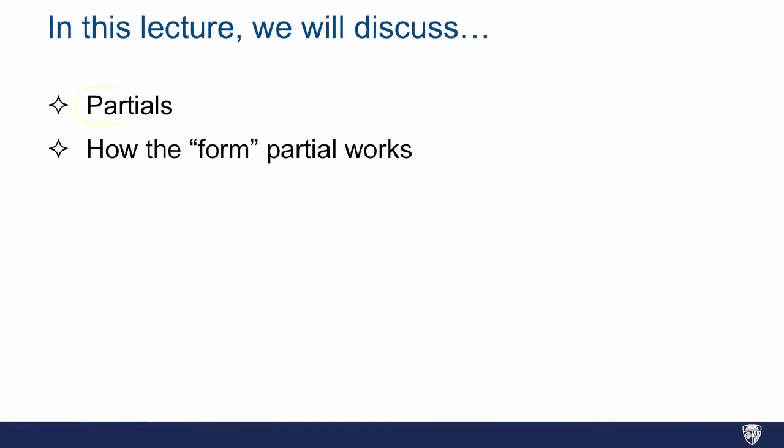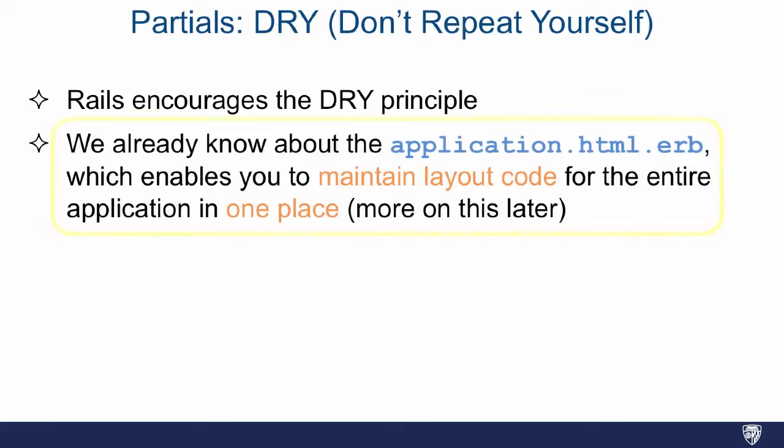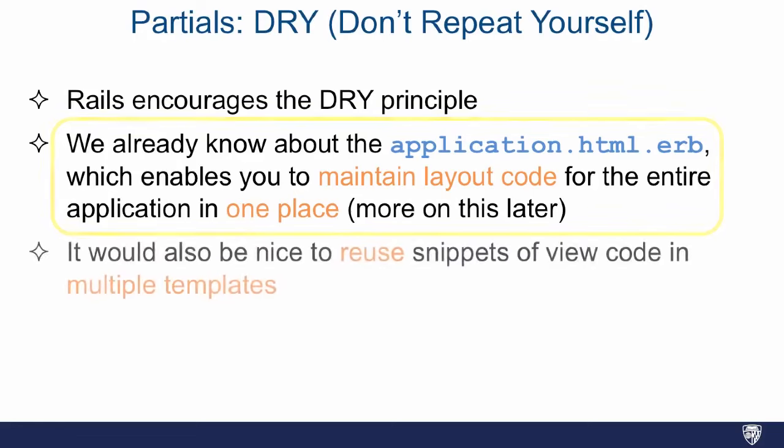In this lecture we'll talk about partials and we'll start talking about how the form partial actually works. Rails encourages this principle of DRY, don't repeat yourself. And we already know about the application.html.erb template, which enables you to maintain the layout code for the entire application in one place. We saw how this works in course 1, module 3.